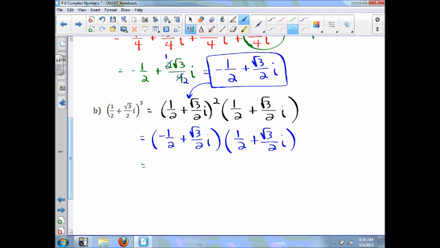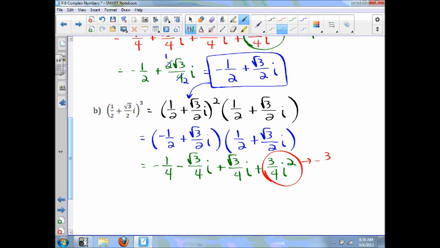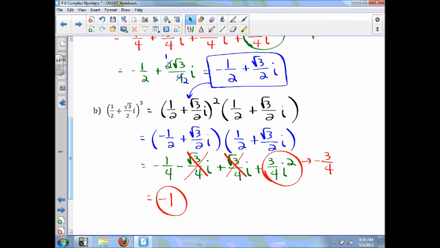So when you multiply this, negative 1/2 times 1/2 is negative 1/4. Negative 1/2 times square root of 3 over 2i would be negative square root of 3 over 4i. And then we'd have the positive for that part. And then we'd get plus 3 over 4i squared. Well, just like before, we should see that 3 over 4i squared will really be a negative 3/4. That term and that term will cancel out. So we end up having negative 1/4 minus 3/4, which will be negative 1.